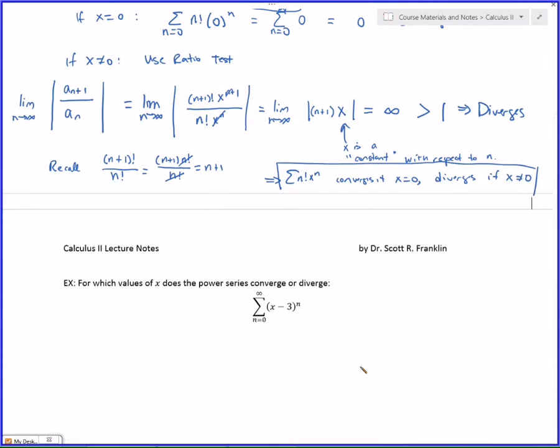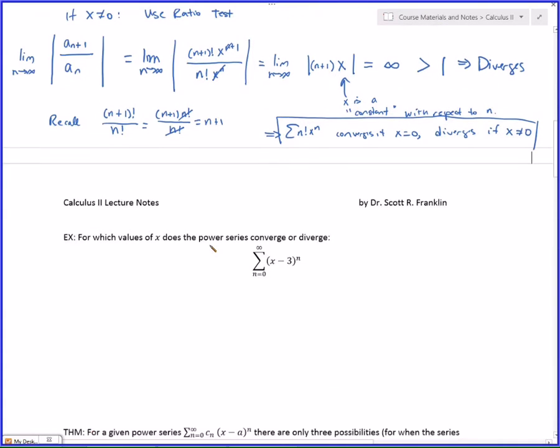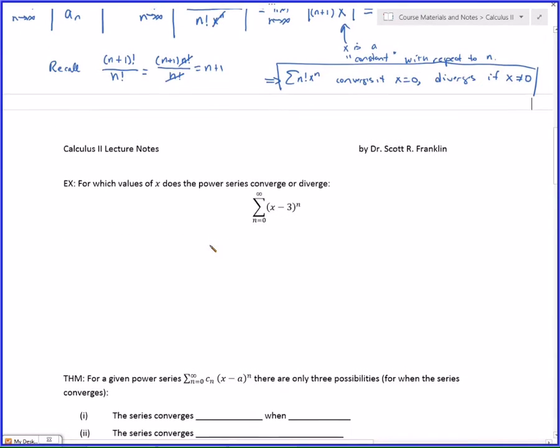Let's do another one. For which values of x does the power series below converge or diverge? Now, I'm not going to go through the steps of checking it, but it should now be obvious to you that for absolutely sure this thing will converge when x is 3. Right? Because it's 0. So I'm not even going to say that anymore. I'm just going to assume that I know that. Let's use the ratio test.